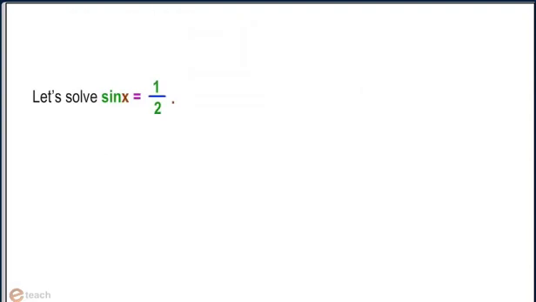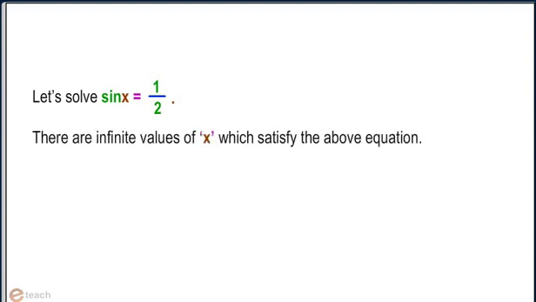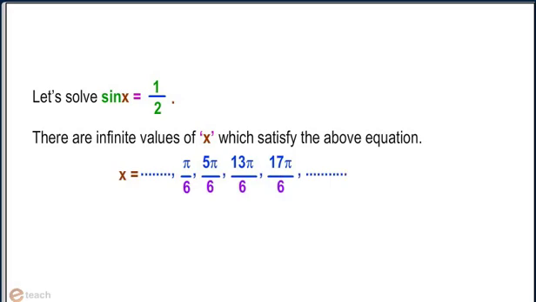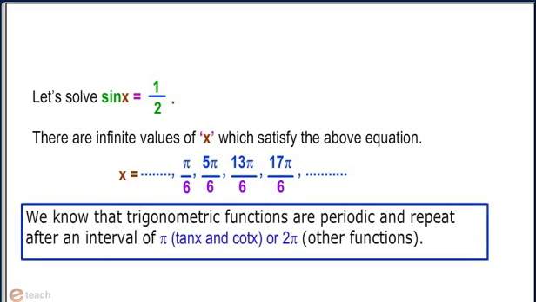Let us solve sin x equals 1 by 2. There are infinite values of x which satisfy the above equation. Some of the values which satisfy the above equation are x equals pi by 6, 5 pi by 6, 13 pi by 6, 17 pi by 6, and so on. We know that trigonometric functions are periodic and repeat after an interval of pi for tan x and cot x, or 2 pi for all other functions.